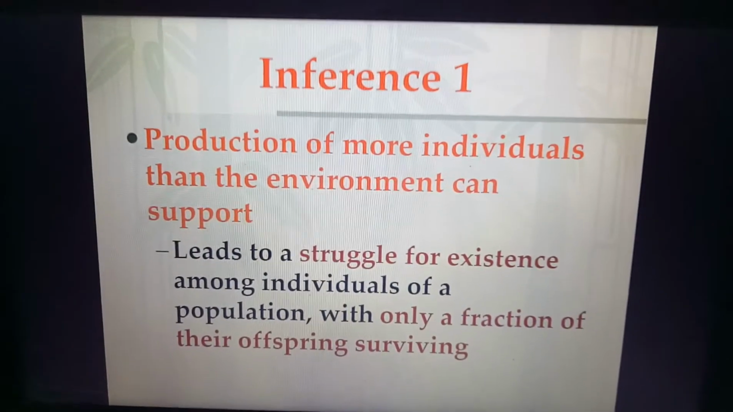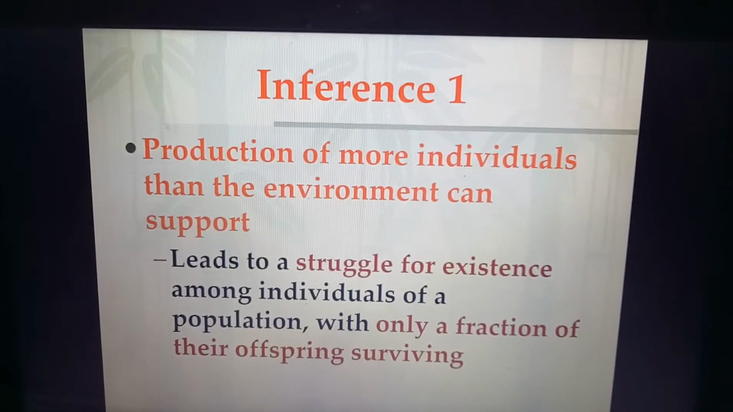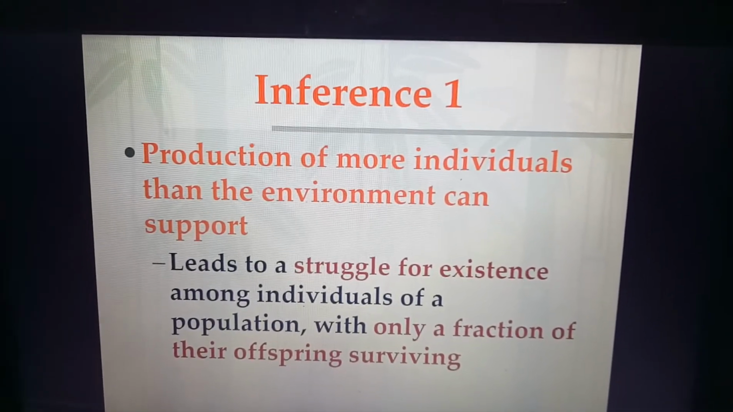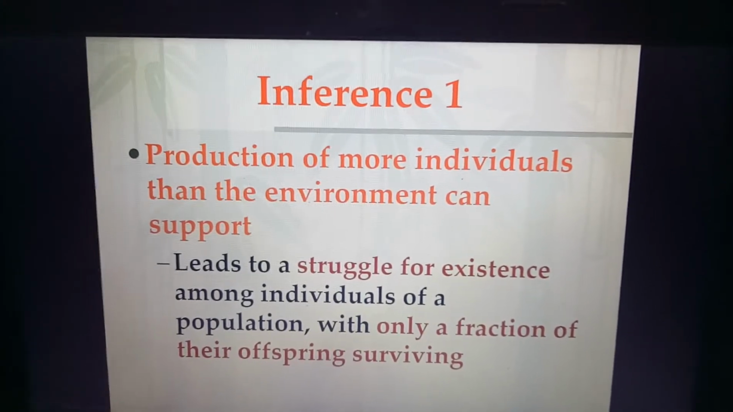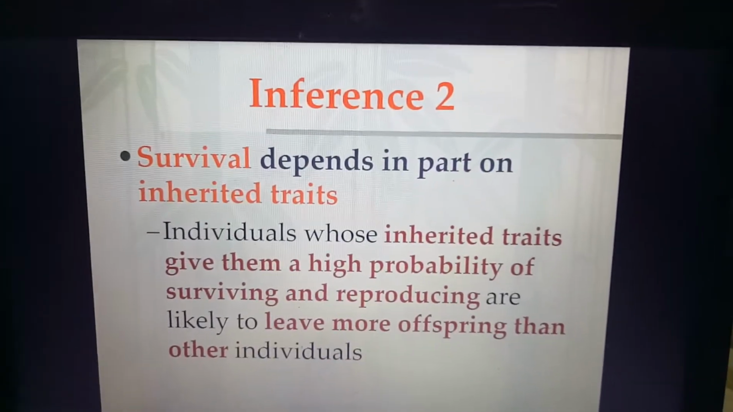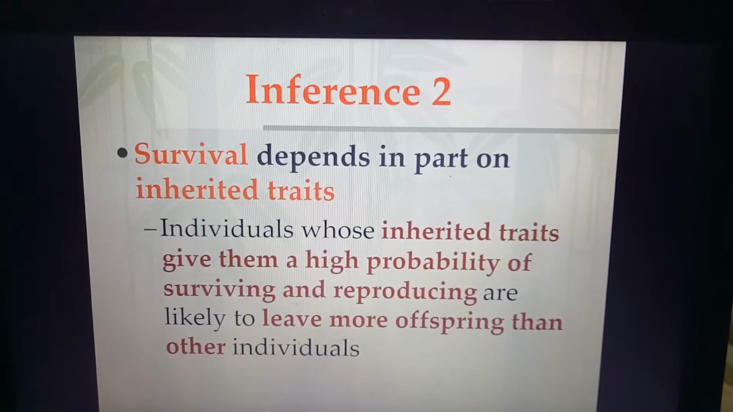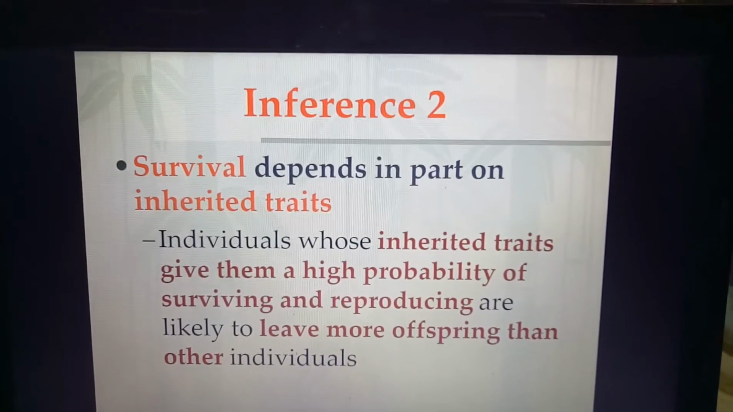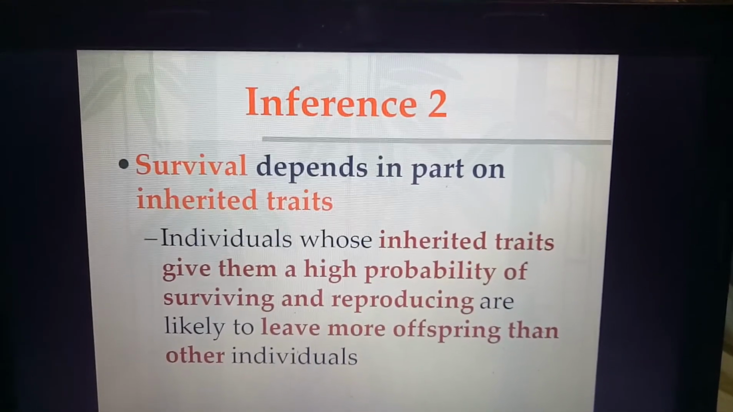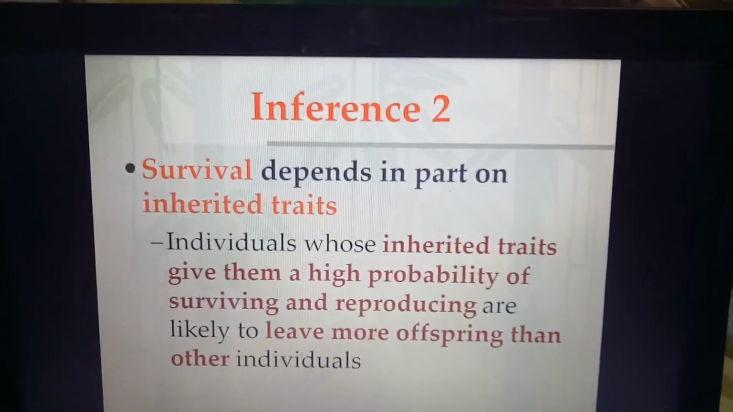Inference number 1, or conclusion number 1: production of more individuals than the environment can support, of course, leads to a struggle for existence among individuals of a population, with only a fraction of their offspring surviving. Conclusion number 2, or inference number 2: survival depends in part on inherited traits. Those inherited traits give them a higher probability of surviving and reproducing, so they are likely to leave more offspring than other individuals.